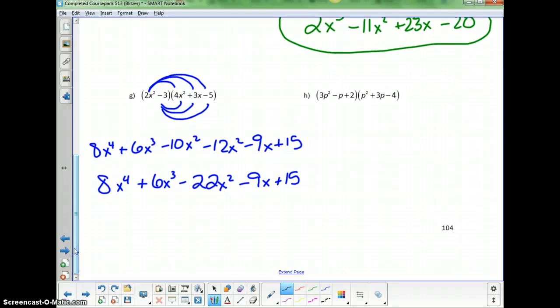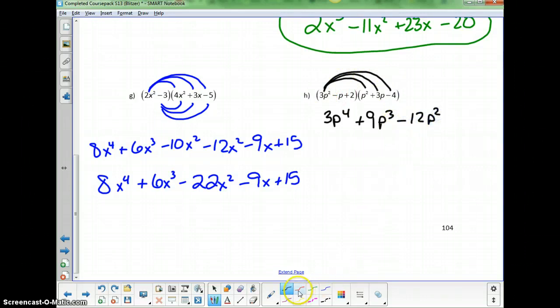Alright, and our last one here, we've got 3 terms in the first parenthesis that are going to get distributed into all 3 terms in the second parenthesis. So starting with 3p squared times p squared is 3p to the 4th. 3p squared times 3p is plus 9p to the 3rd. And 3p squared times negative 4 is negative 12p squared. I'm using a different color just to show the next piece. The next piece is negative p times all 3 parts of the second parenthesis.